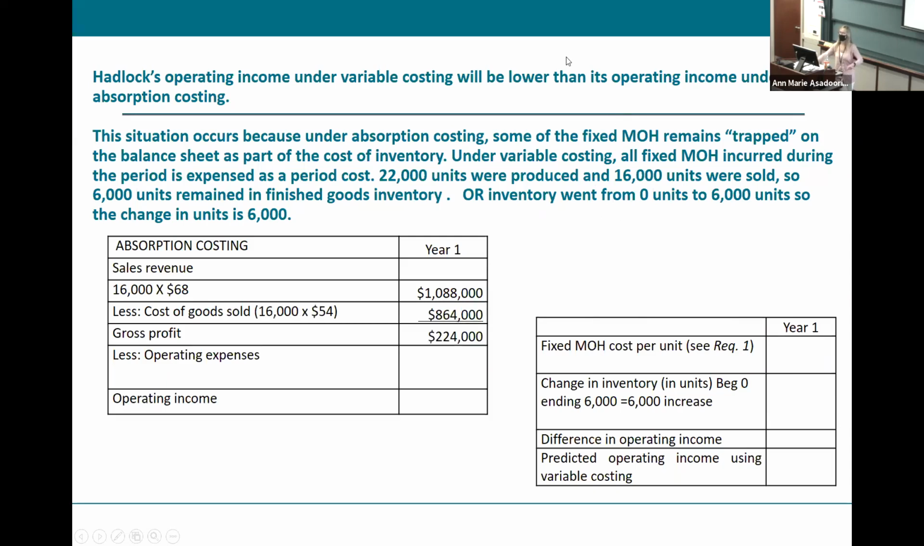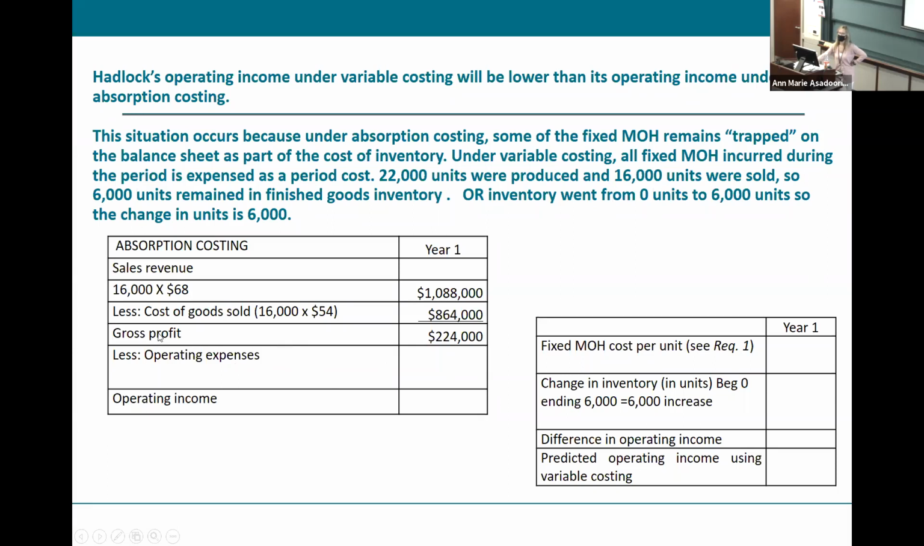So here, I know that if I'm saying each one of those units cost me $54 to make, then it cost me $846,000 to make what I turned around and sold for $1,088,000. Sales minus cost of goods sold gives me gross margin or gross profit.